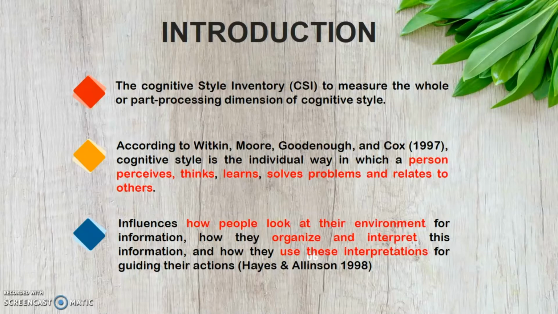So next, according to Hayes and Ellingson, 1998, it influences how people look at their environment for information, how they organize and interpret this information, and how they use interpretations for guiding their actions. Means that how they look at the environment to get information, then how they analyze that information and how they use that information to guide their action.